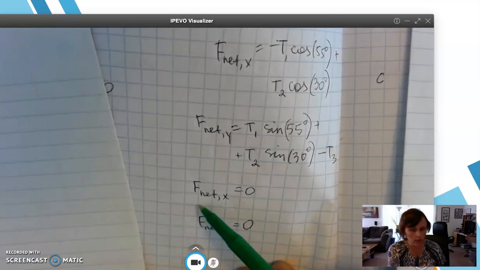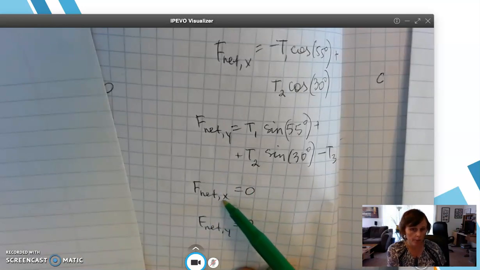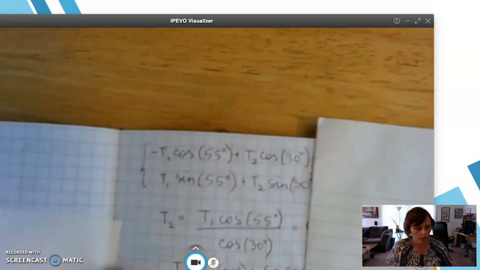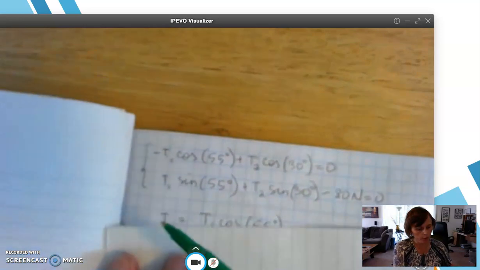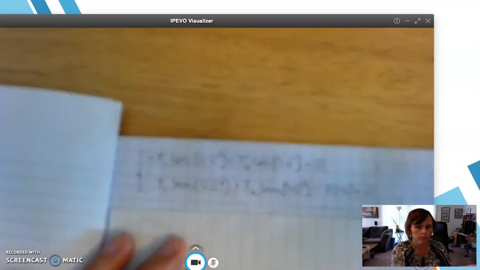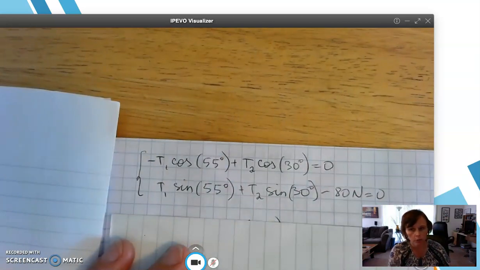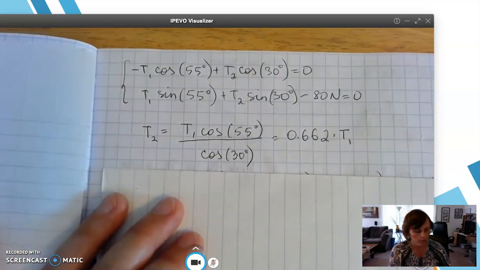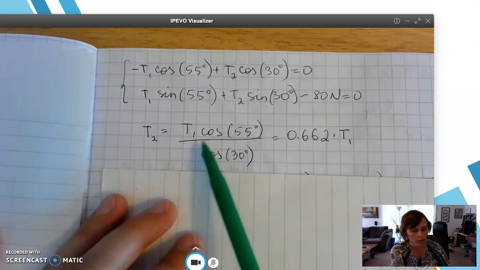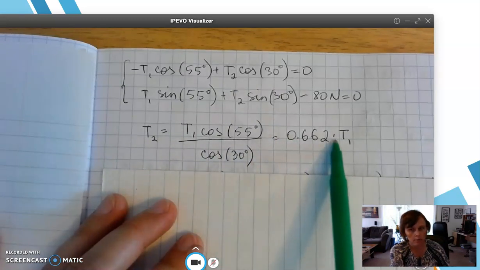The rest is 2 more equations, and we know that there is no acceleration in either the x or y directions. So when we're solving all this, we come to a system of 2 equations with two unknowns. The unknowns are T1 and T2. We can solve this system of equations. T2 is equal to T1 cosine 55 degrees divided by cosine 30, which equals 0.662 times T1.